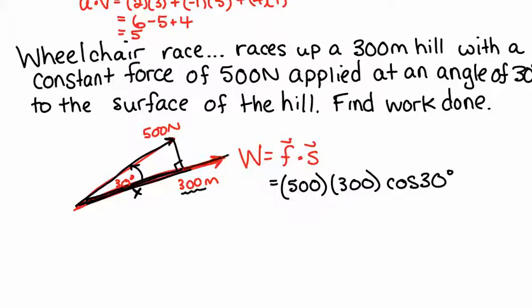It's just the displacement that they're traveling and whatever the force is that they're doing. We're looking for the x component of that, because we want the magnitude along the surface of the hill, which is 500 cos 30. Or we're just looking at the dot product between these two vectors here. The units are newton meters, also known as joules. So that's how much work this person's doing in their wheelchair.